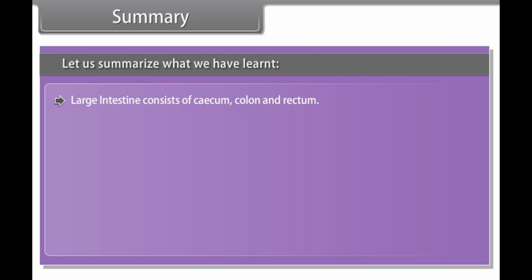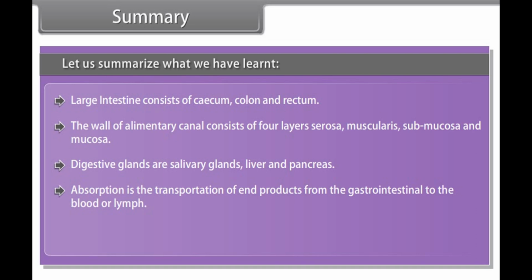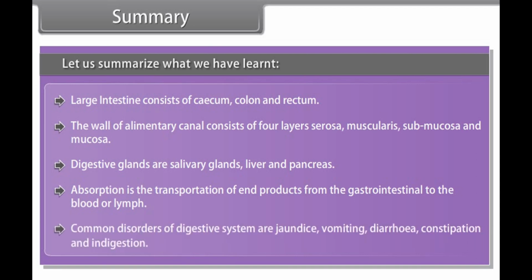The large intestine consists of the caecum, colon, and rectum. The wall of the alimentary canal consists of 4 layers: serosa, muscularis, submucosa, and mucosa. Digestive glands are the salivary glands, liver, and pancreas. Absorption is the transportation of end products from the gastrointestinal tract to the blood or lymph. Common disorders of the digestive system are jaundice, vomiting, diarrhea, constipation, and indigestion.